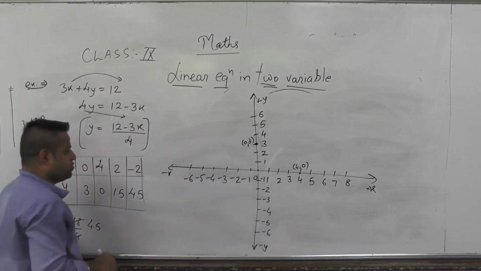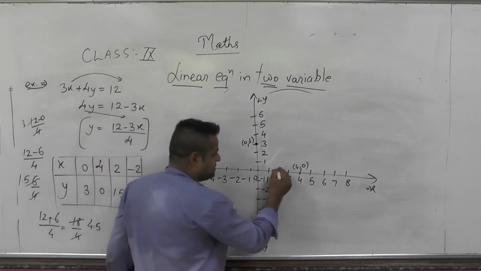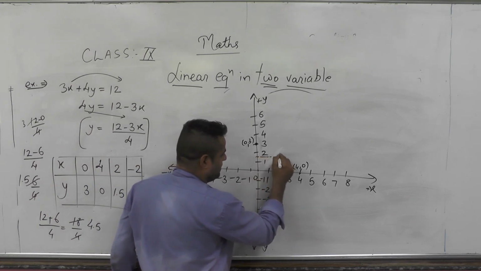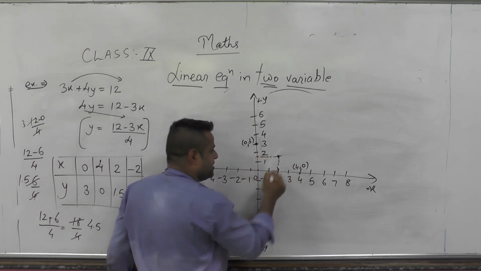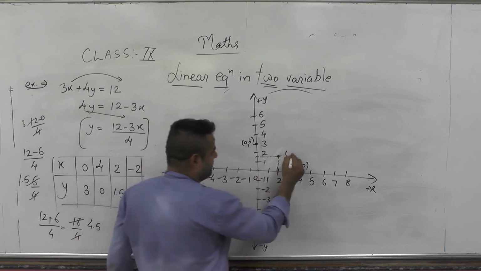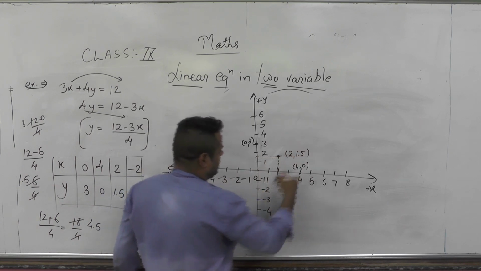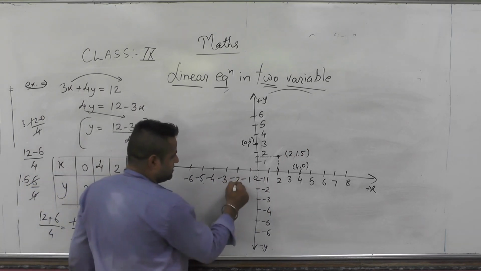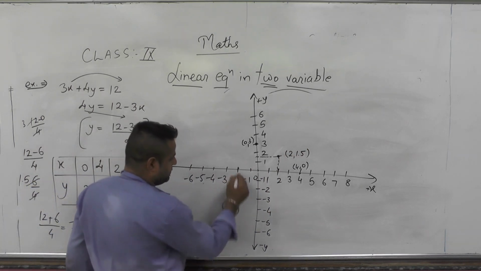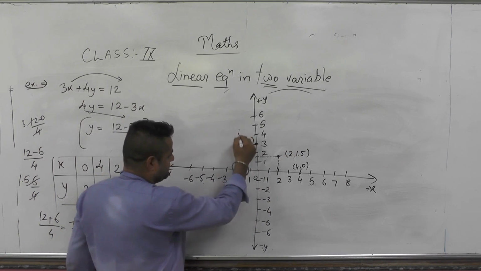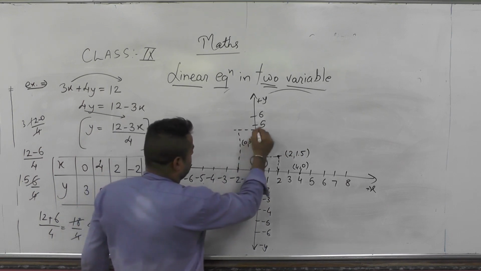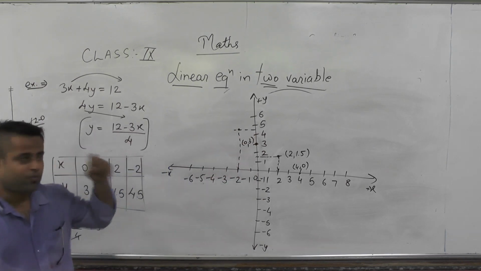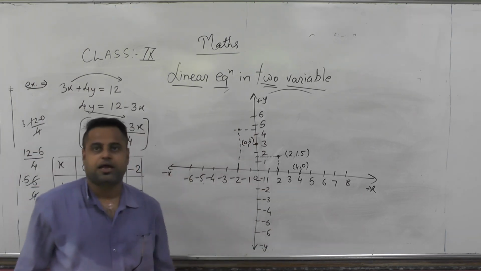Okay. Next is (2, 1.5). x is 2 and y is 1.5. I am taking a line at the middle. So there will be the crossing point for 2 and 1.5. This I am taking. And the last point is (minus 2, 4.5). This is the minus 2 and this is the 4.5 above it. Okay. So you can see all these 4 points will come along on the line.